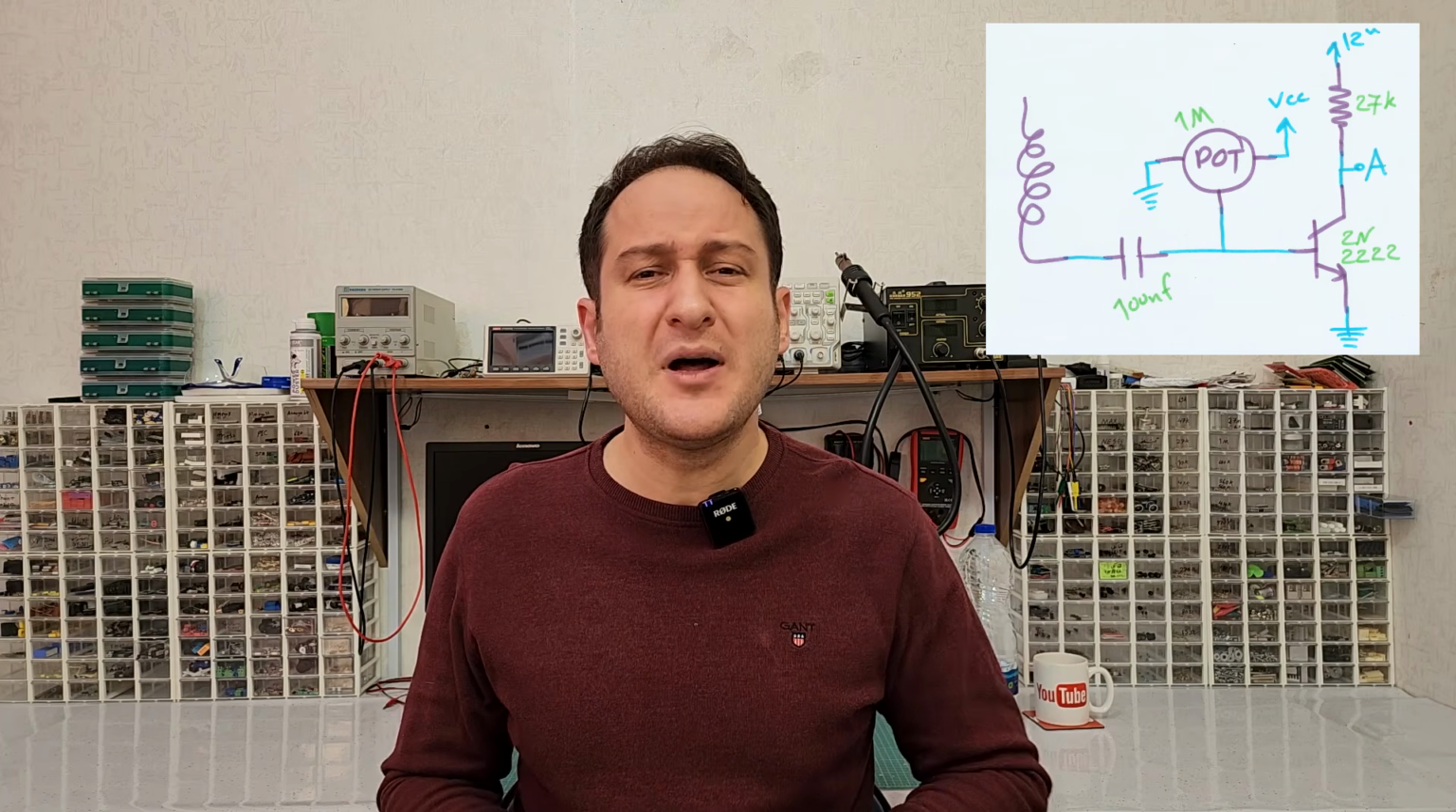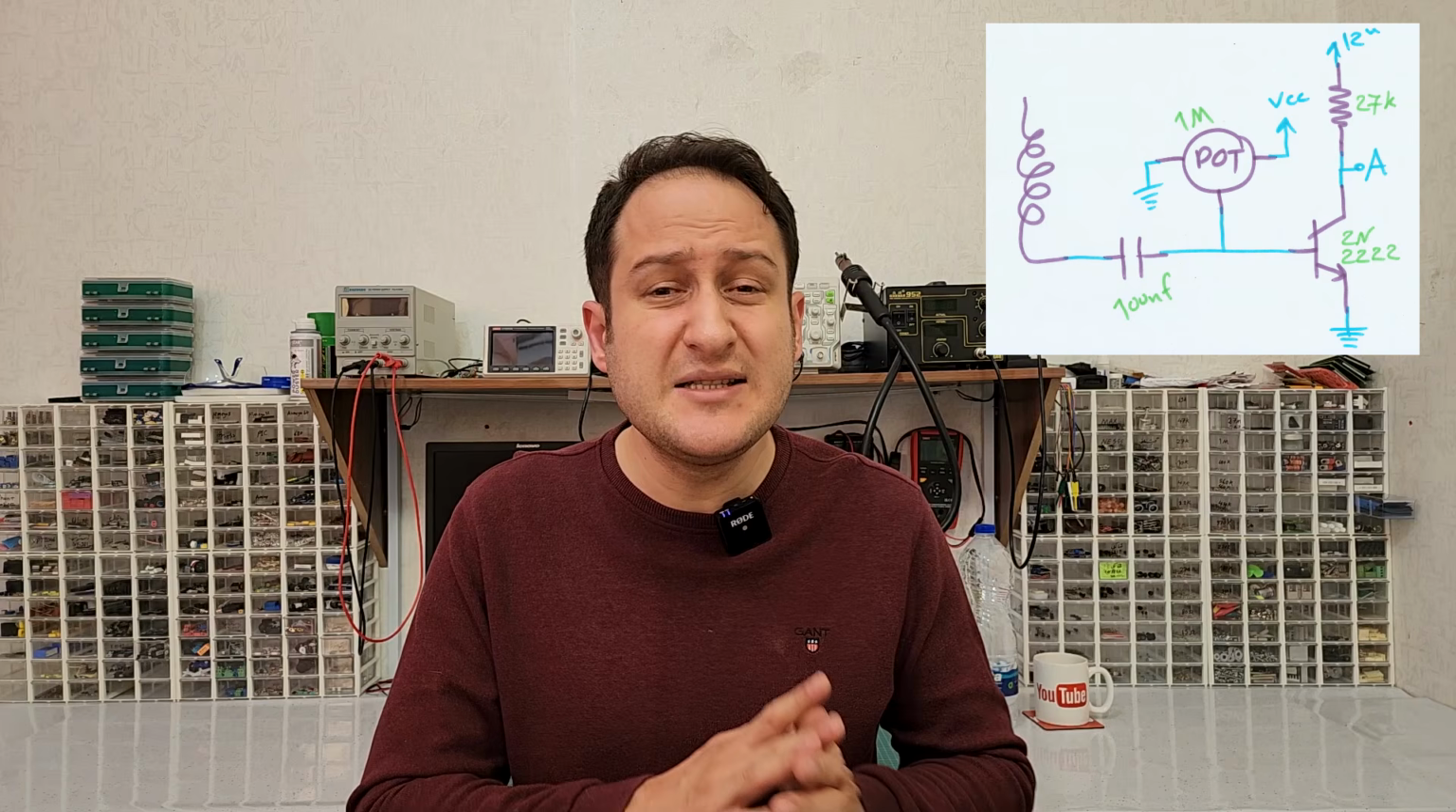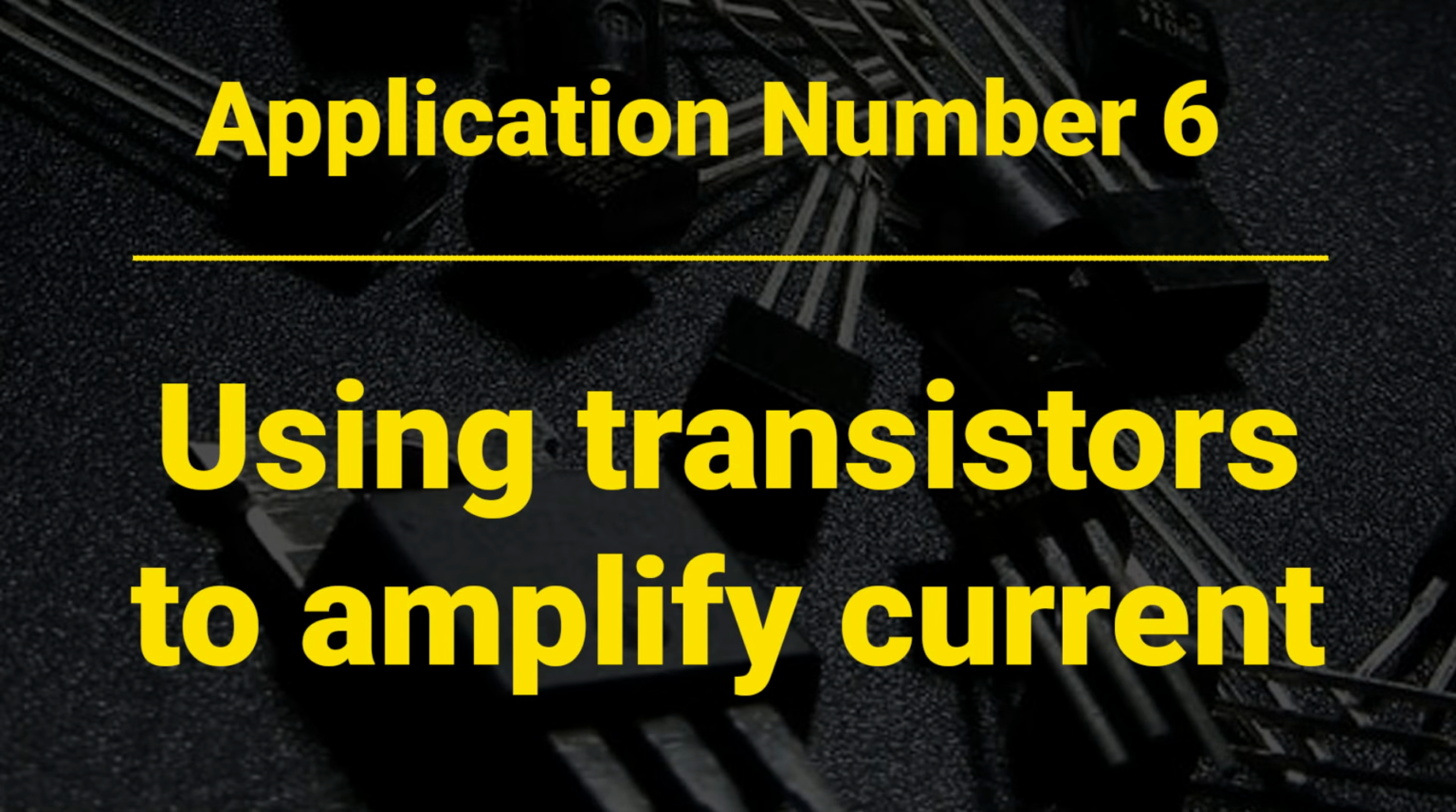You may ask many questions about this circuit and remote controllers. Actually, these are not the subject of this video, and I will talk about them separately in one of my next videos. Also, this receiver is not a good receiver. A good receiver needs sophisticated filters and complicated amplifiers. Only the voltage amplification behavior of transistors was the point in the previous experiment. So now we are moving to the next application, application number 6, using transistors to amplify current.